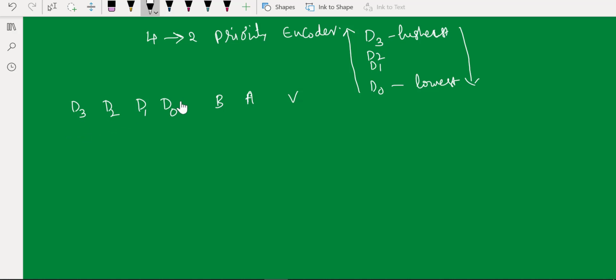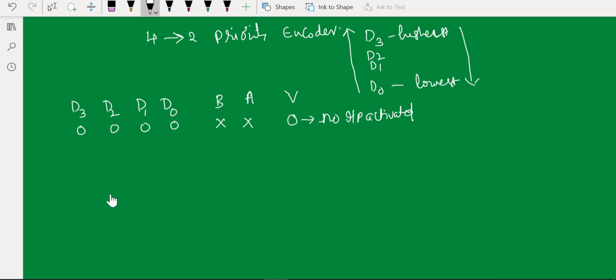Suppose none of the inputs are pressed, that means all zeros, none of the inputs are pressed. In that case you don't have to care about the output, because you don't need that particular output. So the valid output will be 0. It's clearly indicating that no input is activated.